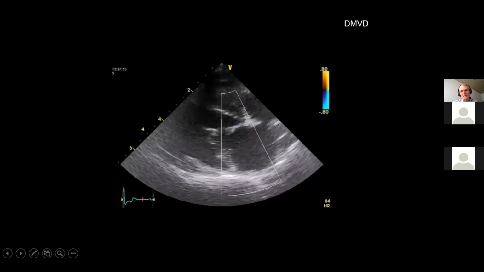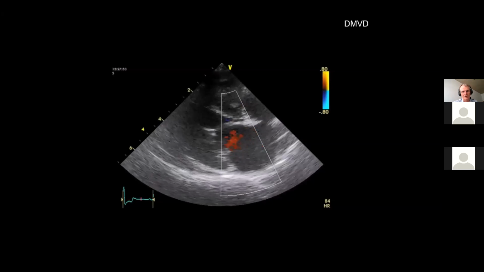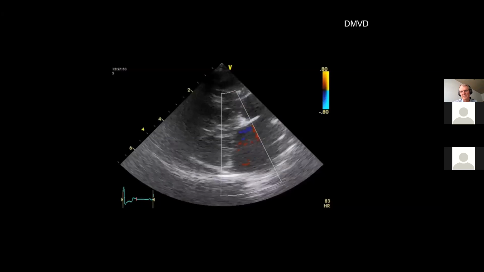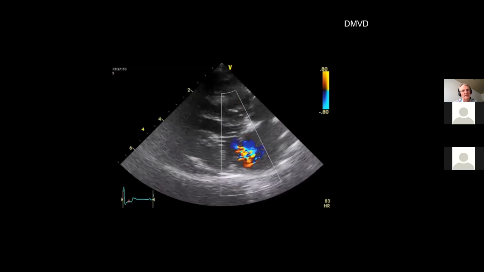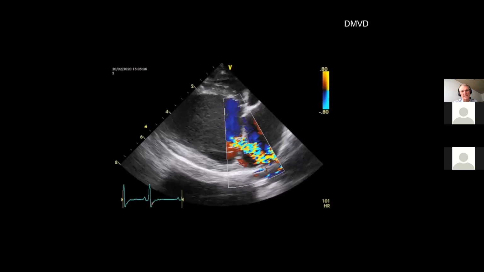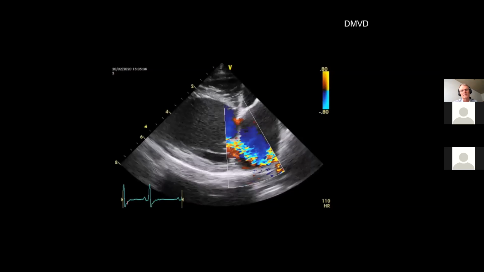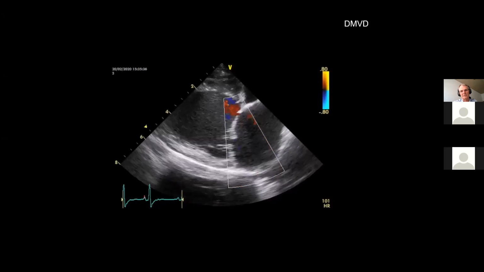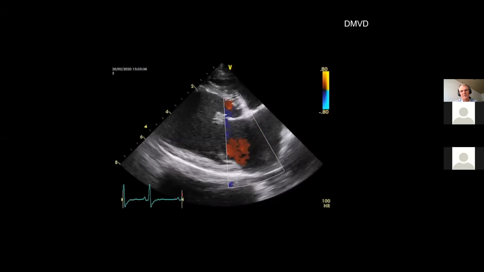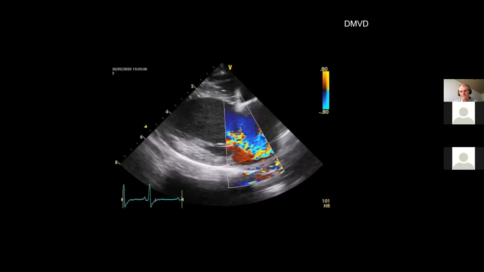And then if we look at the video from the next dog, not only is the valve leaking, but first of all, the magnitude of the leak looks worse because there's loads more color. And secondly, that dog's heart is bigger. So this is a dog with more advanced disease. It has a big leak in its mitral valve and enlargement of its left atrium and its left ventricle.